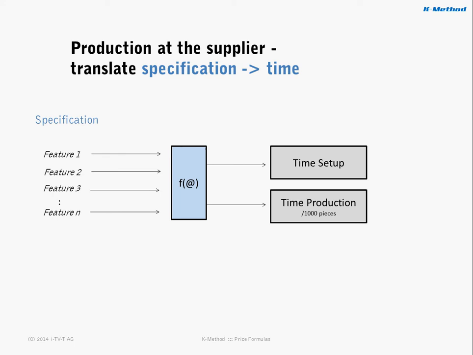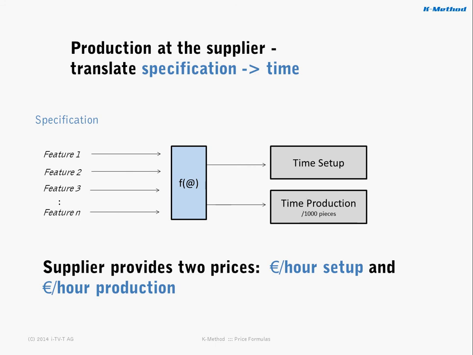It would now be a great idea to agree a function with the supplier on how different specifications translate to different setup times and different production times. We are sure the supplier is able to provide such a formula, as he knows his machines very well and needs to make certain assumptions for his own cost calculation, which is the basis for his commercial offer. So once such a formula is agreed with the supplier, it is all about price per time unit.